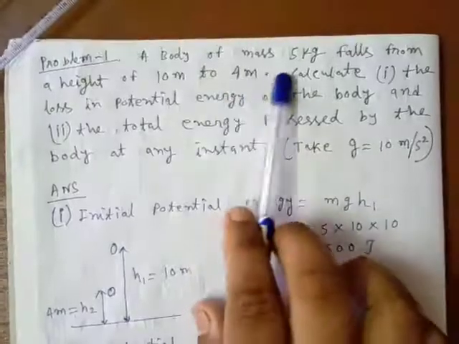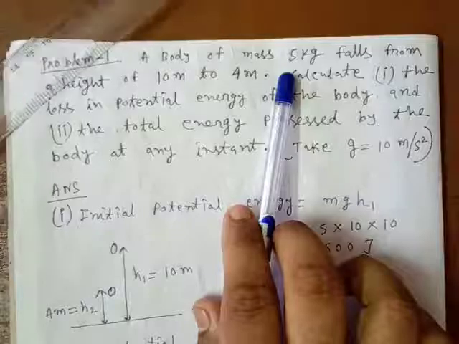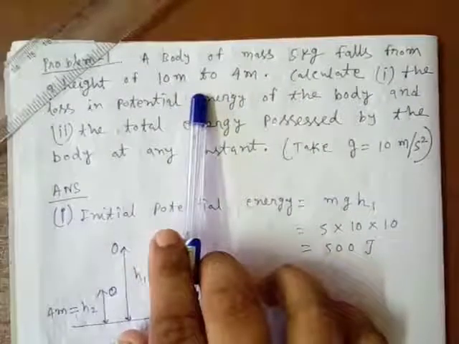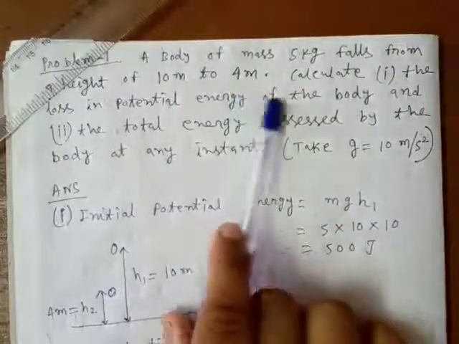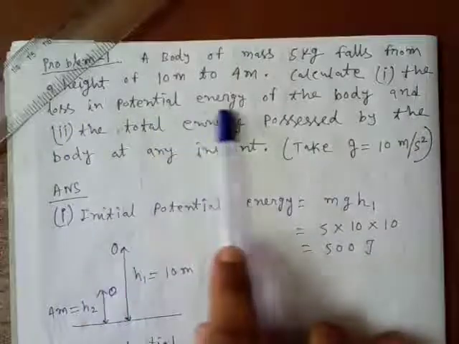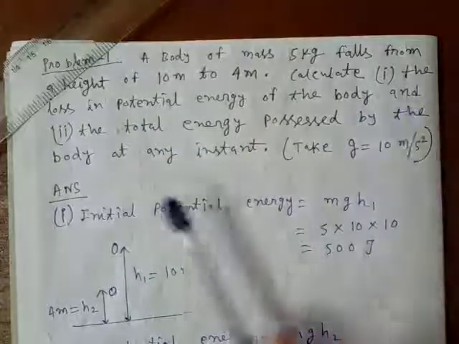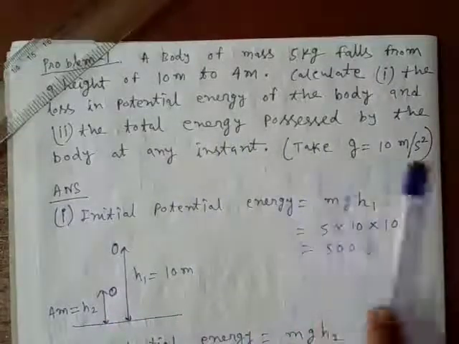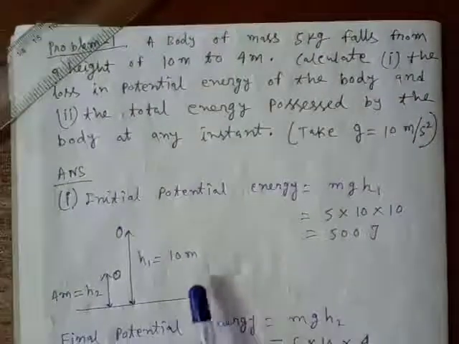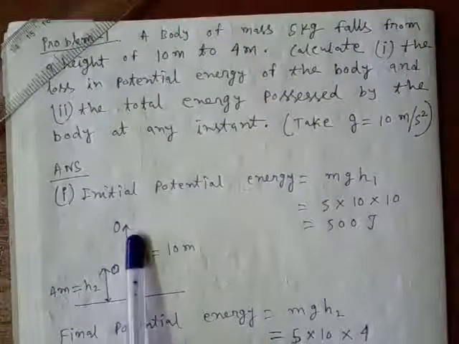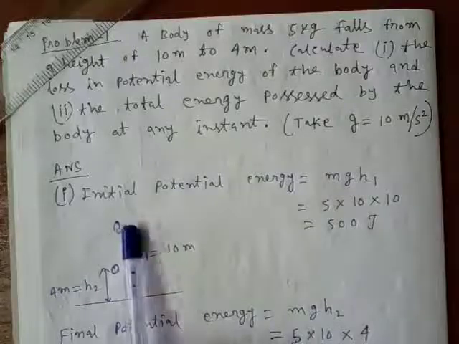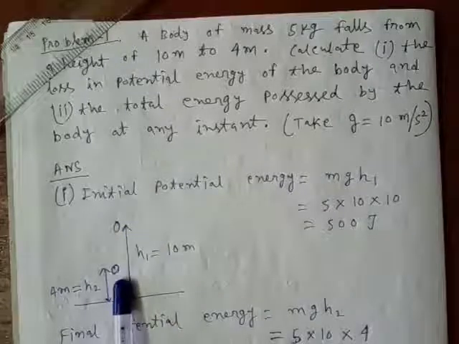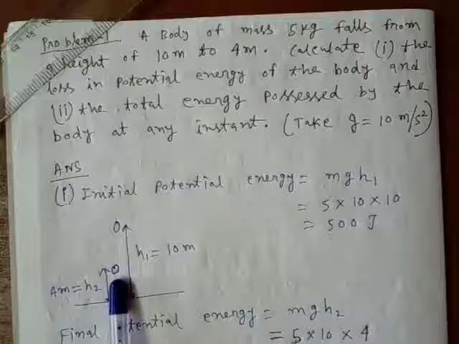A body of mass 5 kg falls from a height of 10 meter to 4 meter. Calculate the loss in potential energy of that body and the total energy possessed by the body at any instant. Take the value of g as 10 meter per second square. Now the body is initially at 10 meter and the final position of that body is at 4 meter.